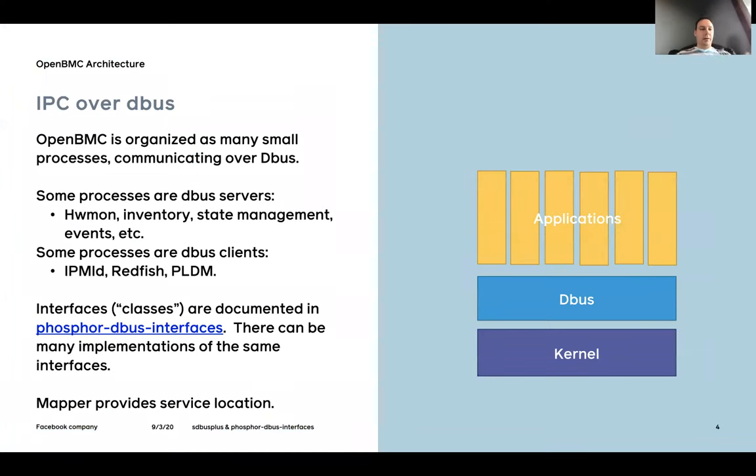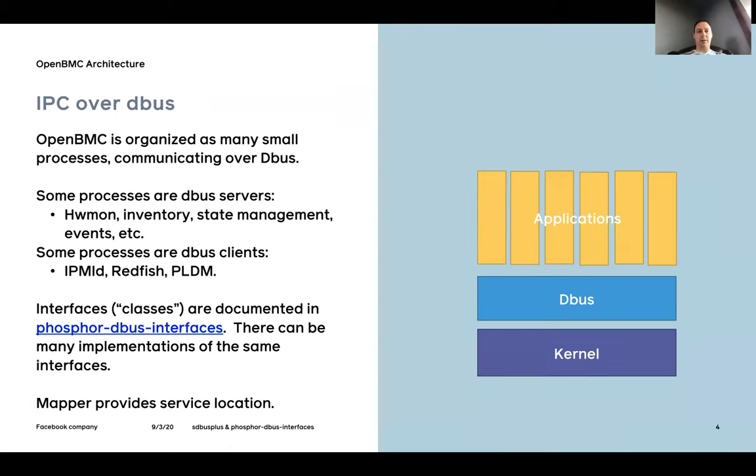All right, getting into the architecture a little bit. This is a fairly high level architecture. Some of these terms I'll clarify a little bit more and go into more detail about later on. But a fundamental piece of the OpenBMC architecture is dbus. So we do all of our inter-process communication over dbus. And if you look at how OpenBMC is organized, it's organized as a bunch of small processes that communicate over dbus. So usually you have dbus servers that are focused on some problem domain.